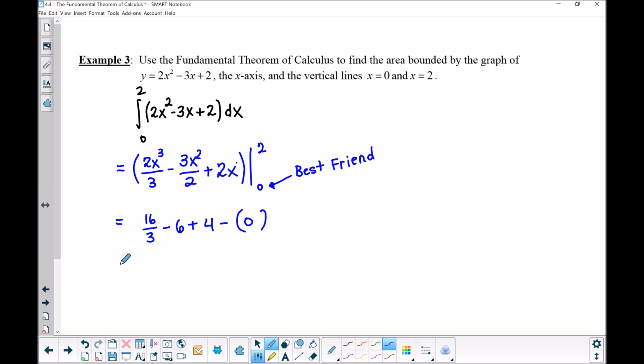fundamental theorem. So now we just simply have 16 over 3 minus 2, which is the same as 16 minus 6, I guess. So we end up with 10/3.